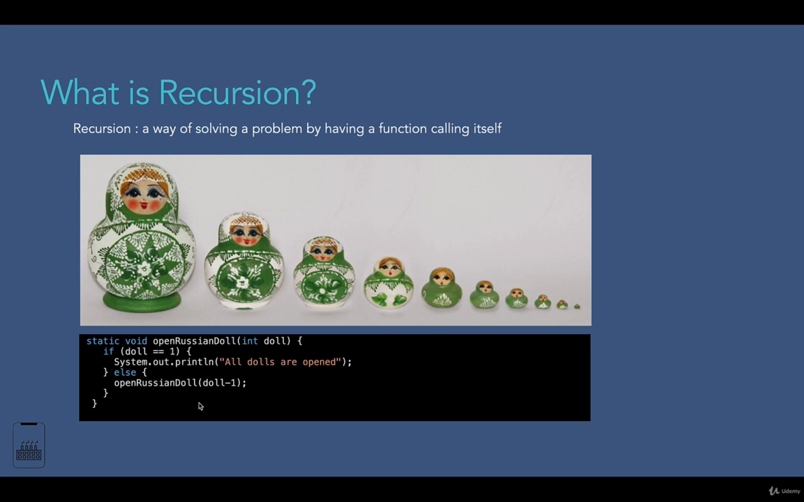So here we have learned that by definition, recursion is a way of solving a problem by having a function call itself. And we have provided a real-life example of Russian dolls, which makes understanding the logic of recursion easy. In case you still have trouble understanding recursion, you don't need to worry about it, because we will talk about it in a lot more detail in the next videos.